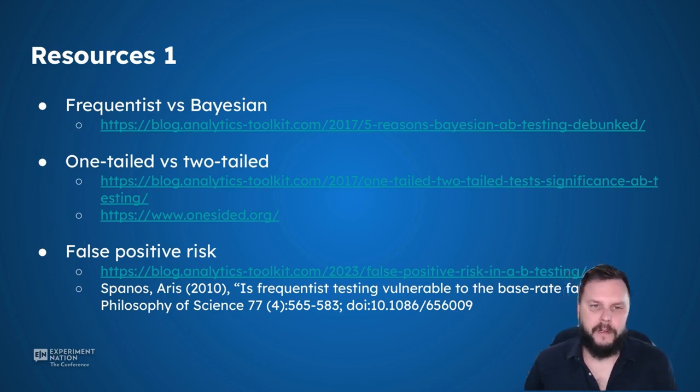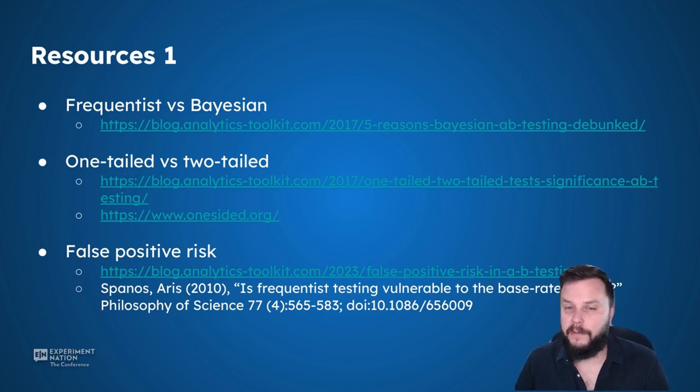Specifically, there's a couple of articles here. So one about Frequentist versus Bayesian. There's actually a few articles in this series that all kind of touch on different aspects of this debate. I recommend at least checking out the one here, and if you're interested, keep looking at the other ones. There's also one for one-tailed tests versus two-tailed tests, and actually the author, Georgi Georgiev, has dedicated an entire website to this whole question. It's called onesided.org, and so that's another pretty good collection of articles on that topic.